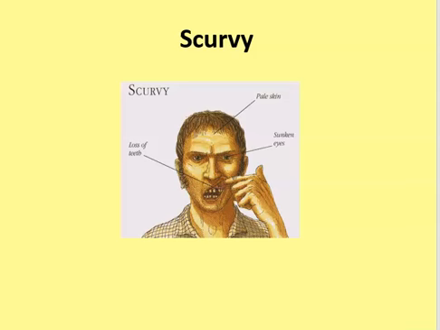Scurvy. Scurvy is actually non-communicable and it is caused by vitamin C deficiency. If you have done this in history, you may have found out that this was often associated, years and years ago, with people who would go out to sea for a long time because they wouldn't be able to get enough vitamin C and they would lose their teeth, get pale skin, sunken eyes, but this is non-communicable.